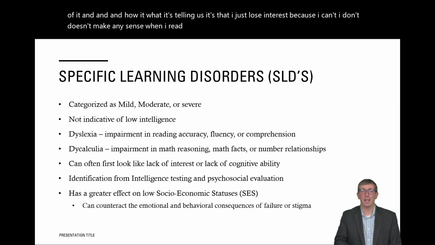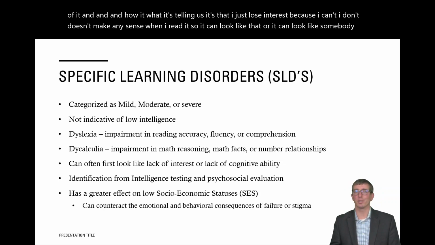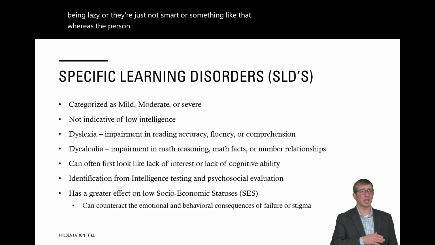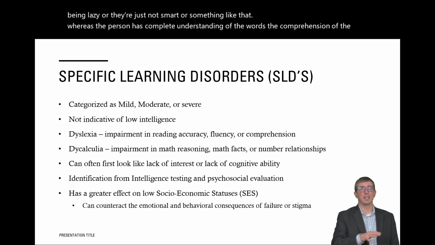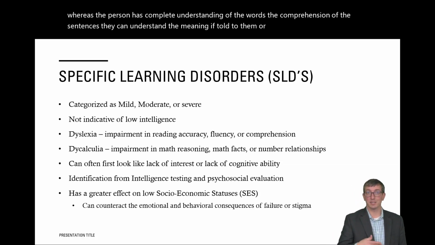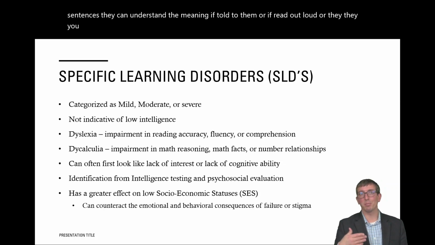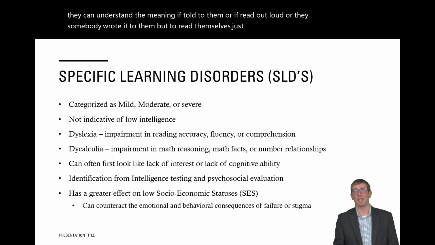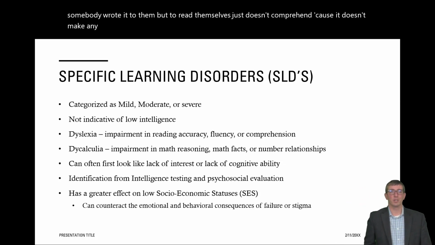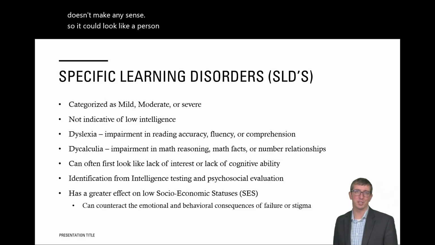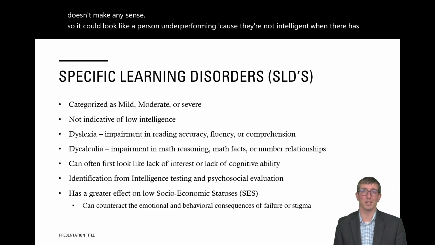So it can look like somebody's being lazy, or they're just not smart, or something like that. Whereas the person has complete understanding of the words and the comprehension of the sentences. They can understand the meaning if it's told to them, or read out loud, or somebody reads it to them. But to read it themselves, they don't comprehend because it doesn't make any sense. So it can look like a person's underperforming because they're not intelligent, when it has really nothing to do with intelligence.